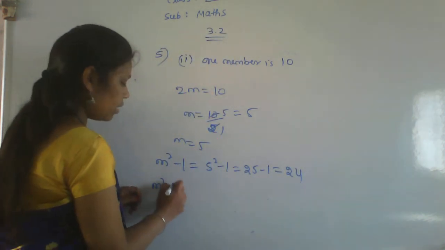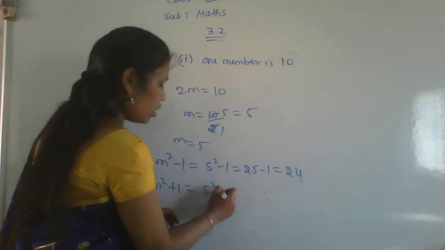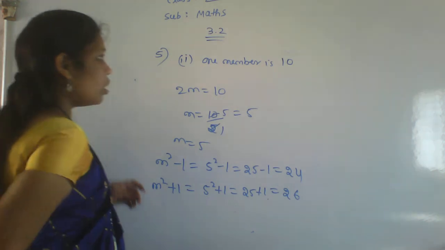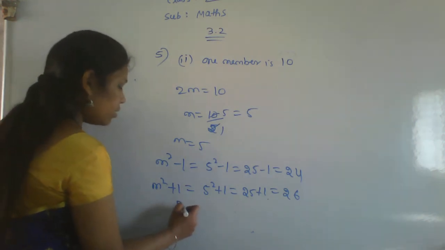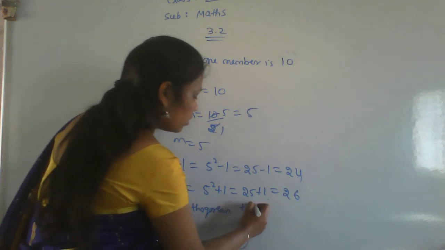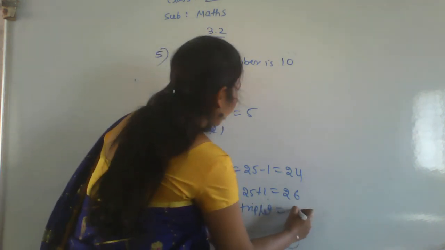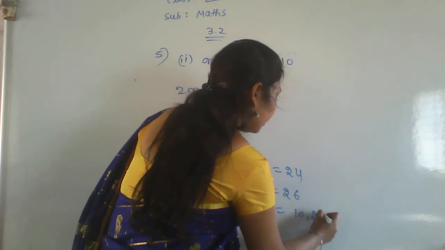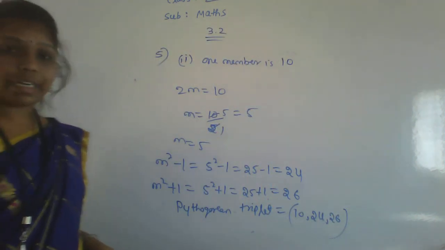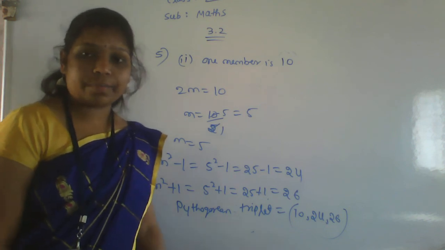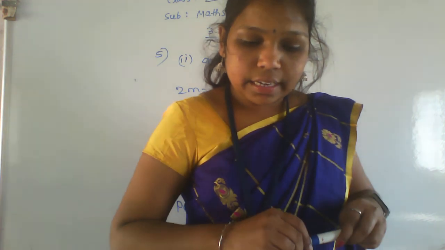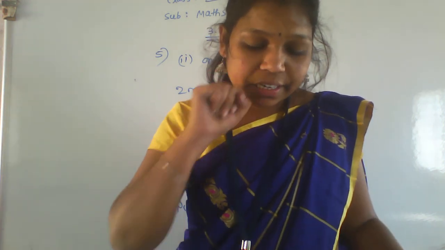Next, m square plus 1 is 5 square plus 1, that is 25 plus 1, the answer is 26. So the Pythagorean triplet is equal to 10, 24, 26. 10, 24, 26 is the Pythagorean triplet. Okay, that is fifth main. Other two problems are there, do it yourself.